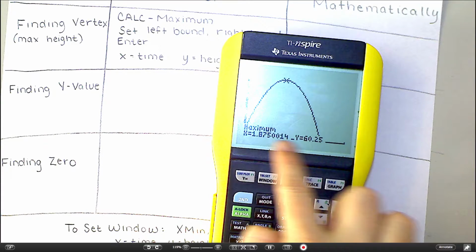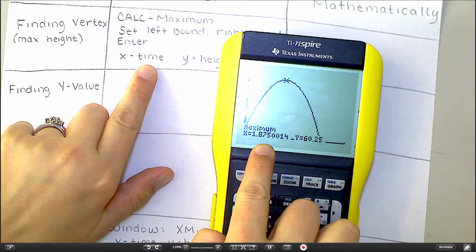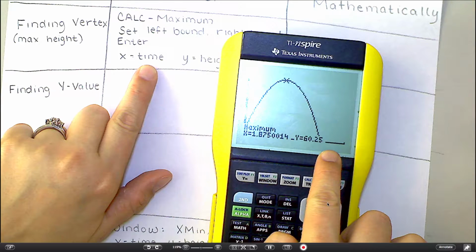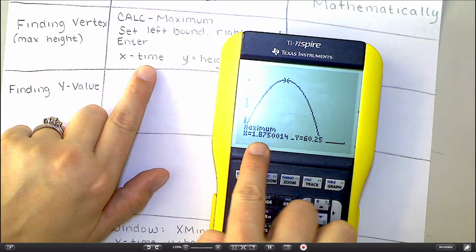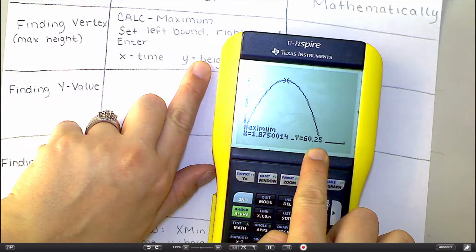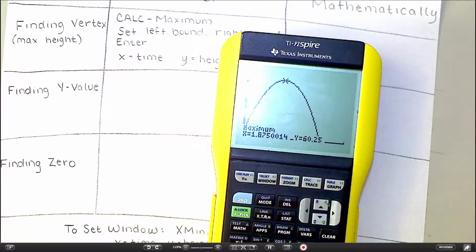And it gives you 2 values down here. X is your time, Y is your height. So this means at 1.875 seconds, the ball is 60.25 feet in the air. Okay? And that's your maximum height.